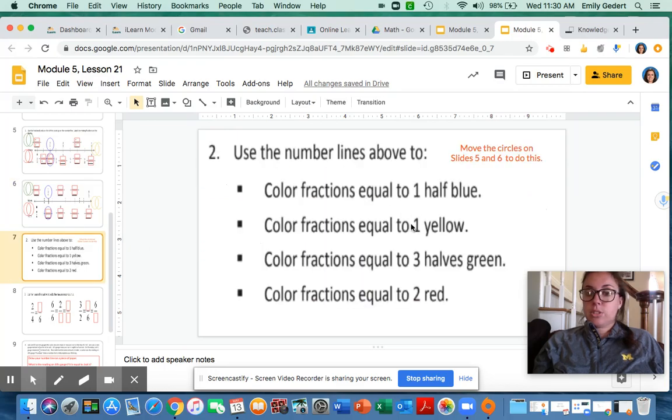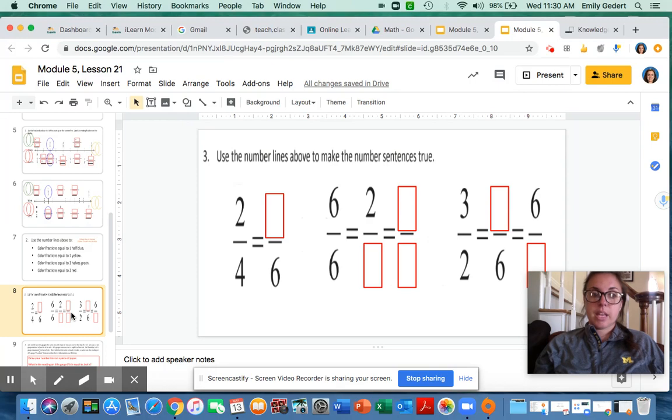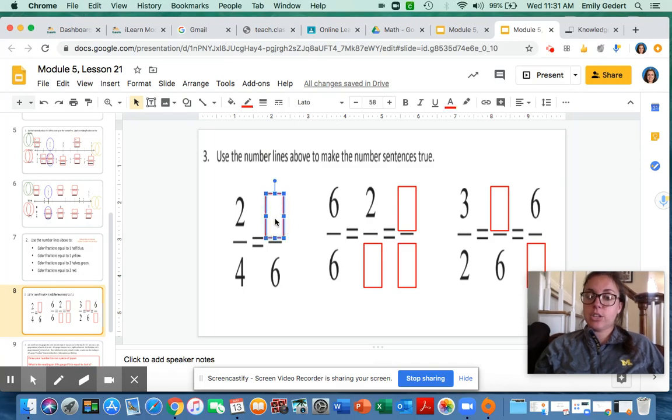Again, you're going to move those circles to these directions. So you're going to move the yellow circles over all the fractions equal to 1, the green circles over the fractions that equal 3 halves, and the red circles over the fractions that equal 2. Then you can use those number lines on slide 5 and 6 to answer these questions. And again, you're just going to click the text box and you can type in.